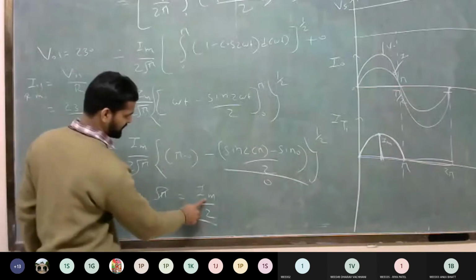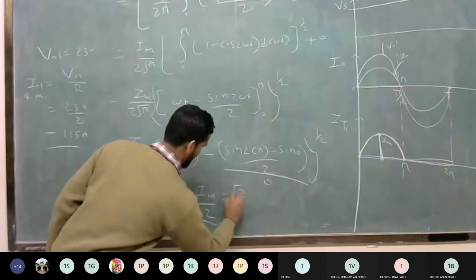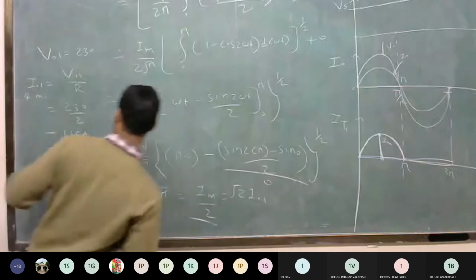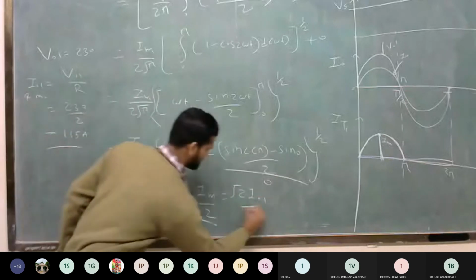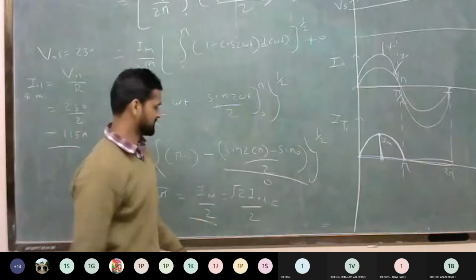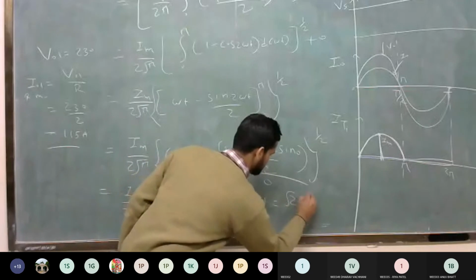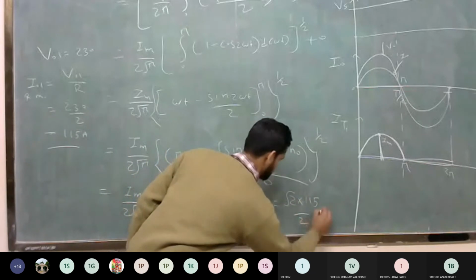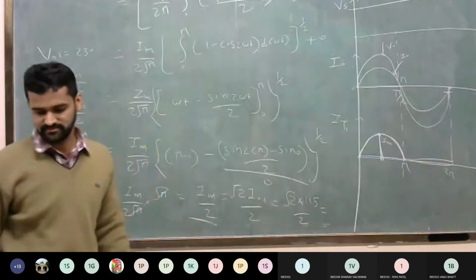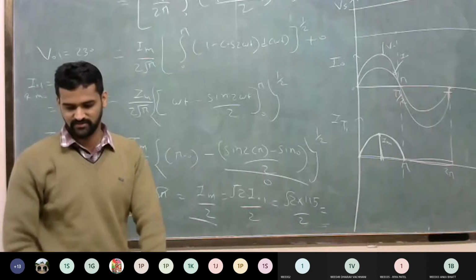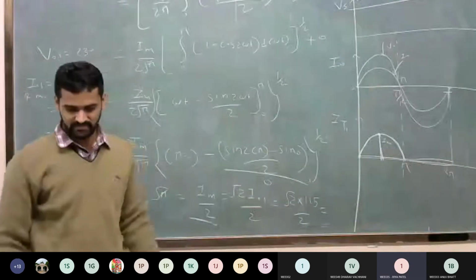We need to calculate the peak current. So it is root 2 times IRMS, which is root 2 times 115 divided by 2. What is the answer? 81.317.